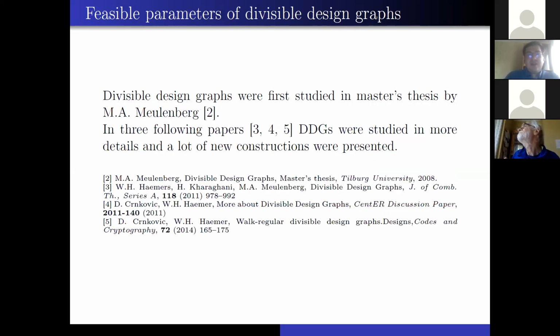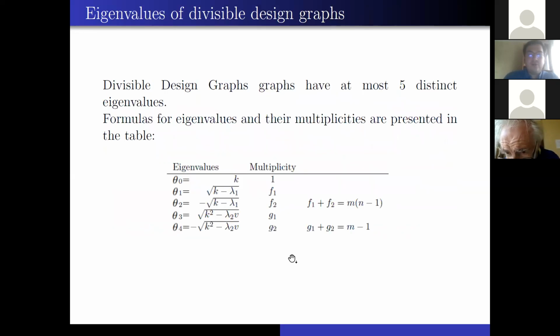So divisible design graphs were first studied in a master's thesis by Meulenberg and in three following papers by Haemers, Kharaghani, Meulenberg, and Crnković. The DDGs were studied in more detail and a lot of new constructions were presented, and some of them will be considered later. As you already know from the previous talk, divisible design graphs have at most 5 distinct eigenvalues, and you can see formulas for these eigenvalues on the screen.